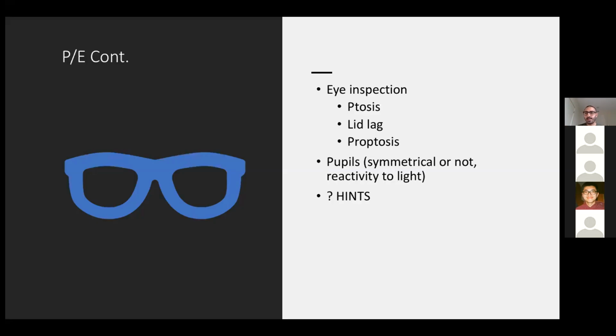All right. Continuing the physical exam. So eye inspection: ptosis, lid lag, proptosis. For example, lid lag and proptosis can go with multiple processes. One of the classic examples is Graves' disease. Pupils, whether they are symmetrical or not, reactivity to light, and then the HINTS exam in the right context when we are concerned about a posterior circulation stroke.